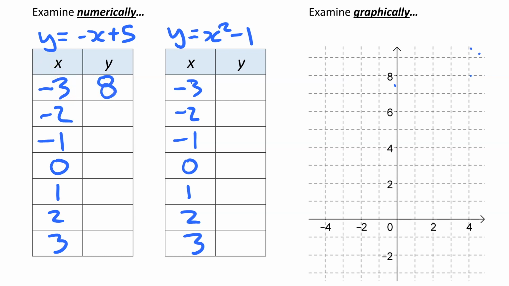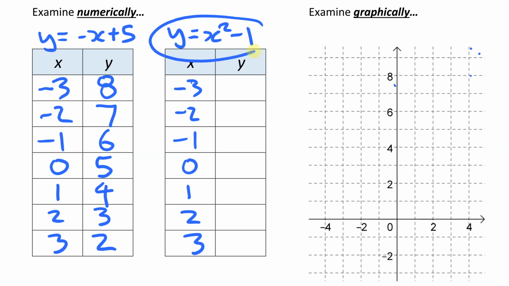For each of those other values, you do the same thing. Positive 2 plus 5 is 7. 1 plus 5 is 6. 0 doesn't change sign. Plus 5 is 5. 1 becomes negative 1. Plus 5 is 4. You see a pattern there eventually. This one's 3. This one is 2.